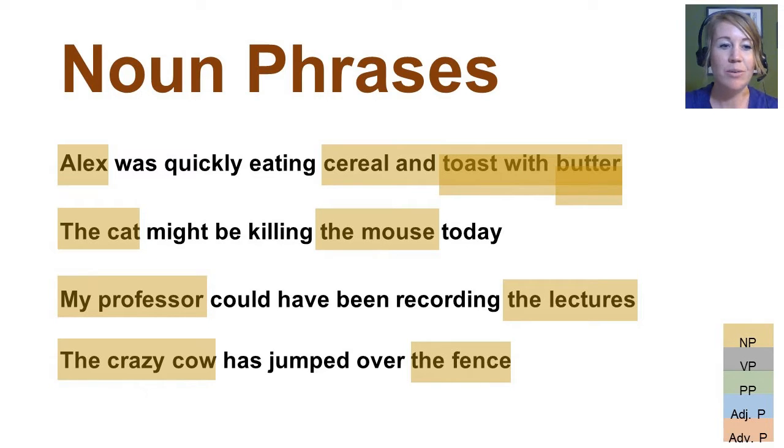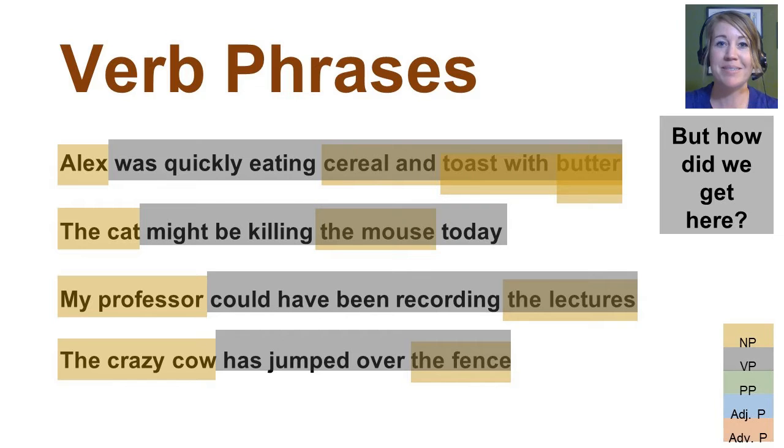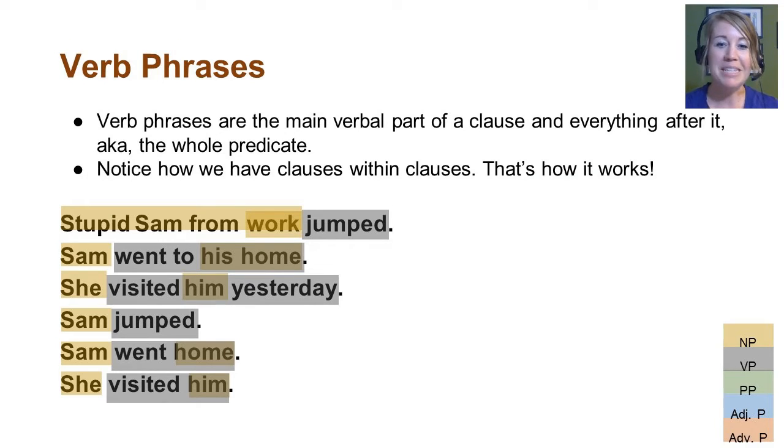Okay, so let's move on to verb phrases. Our verb phrase is basically the predicate. The predicate of a sentence is our verb phrase. We're going to break it down a little more in a second, but here I've highlighted for you what our verb phrases are in these sentences, and that's highlighted by the gray. And you'll notice how that gray line goes from the first verb all the way to the end of the clause.